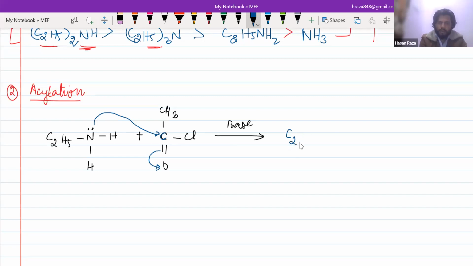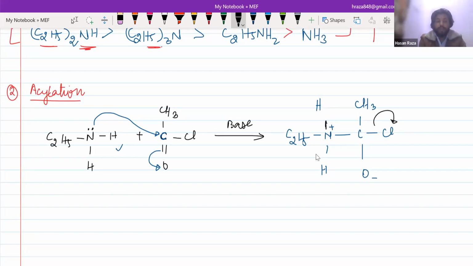So what you will get, I'm going to write this part for C2H5N and this hydrogen on top and this hydrogen on bottom. Since nitrogen donated electrons, it will have positive charge. And to whom it donated? To carbon. And then there is chlorine and then there is CH3 and then O negative. This is the scenario. Now what will happen? Chlorine will take electron from carbon, and nitrogen is the third most electronegative element. So positive charge is unstable, so it will take electron from hydrogen.